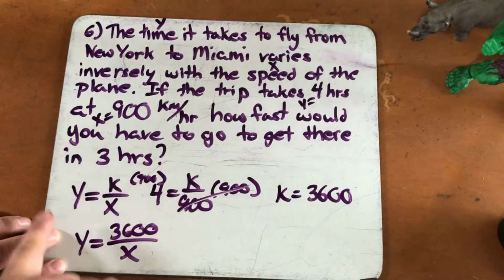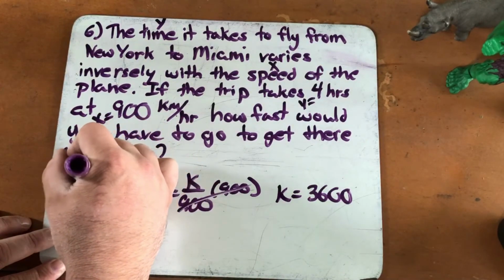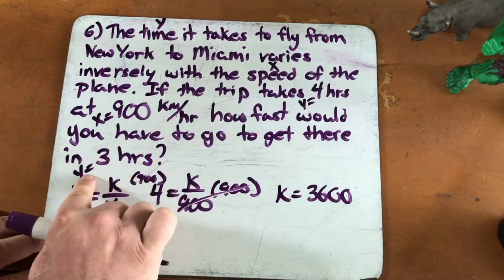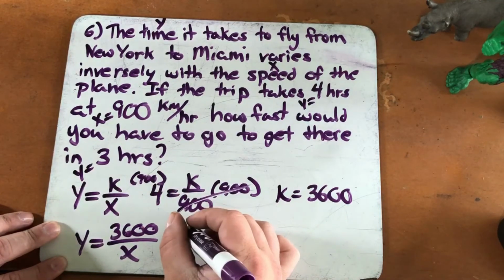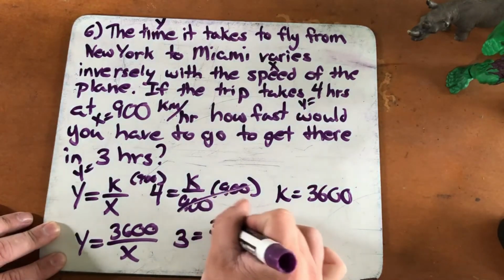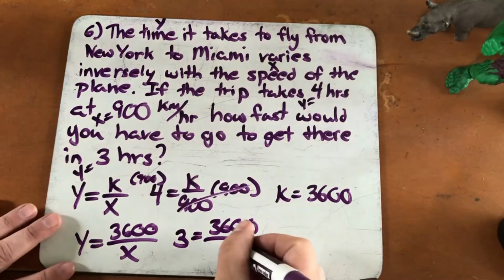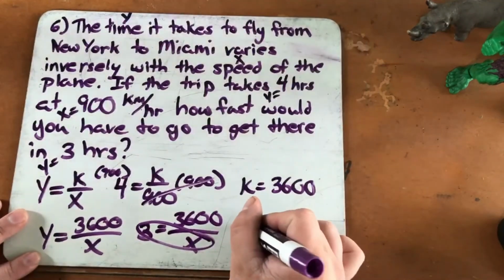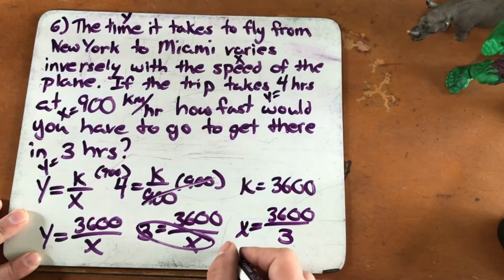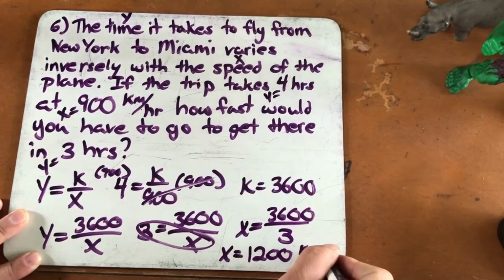Now I'm going to take the Y value, which in this case is 3, because this is hours. It wants to know how fast I have to go to get there in 3 hours. So that's my Y value. When I set this up, I would have Y, or in this case, 3 equals 3,600 divided by X. To solve this, I'm going to switch the locations of these two and find out that x is 3,600 over 3. And in this case, it is 1,200 kilometers per hour.